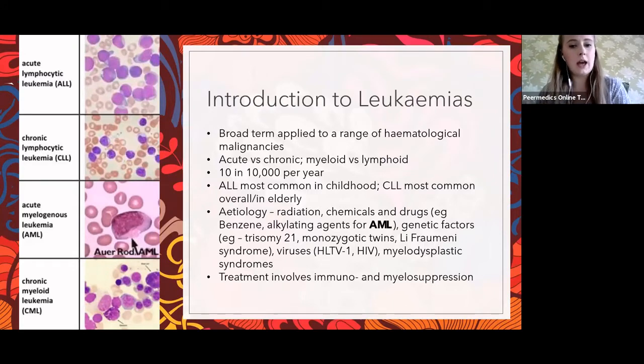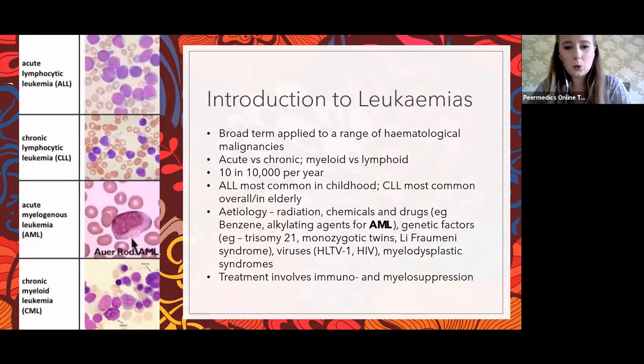They're not that common. You get about 10 in 10,000 per year. We always see things on TV about the children that are going through these really horrible cancers. If anyone's familiar with the Anthony Nolan Foundation, they tend to be children that have got acute lymphoblastic lymphoma. And then you've got the more chronic ones. They're more common in elderly people, and chronic lymphocytic lymphoma is your most common one of the 4.